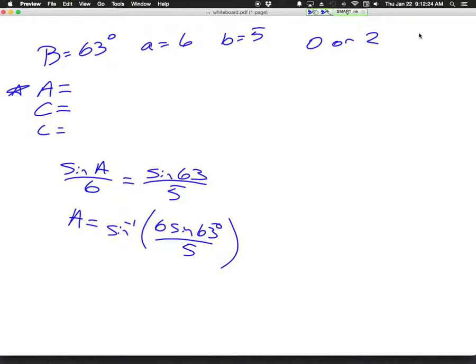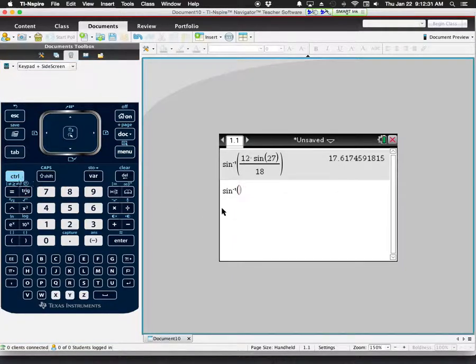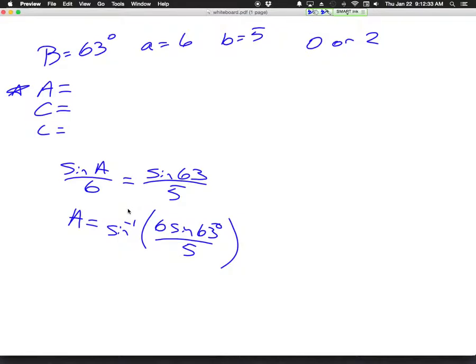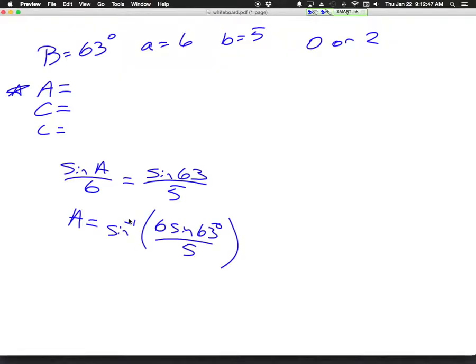Alright, and let's see what happens when I punch that in. So, trig, inverse, control, divide. I have 6 sine of 63 over 5, I press enter. Undefined. So whenever you punch it in and get undefined, that tells me I'm dealing with a no triangle problem. That's all you have to do. I'm done with that problem, moving on to the next.